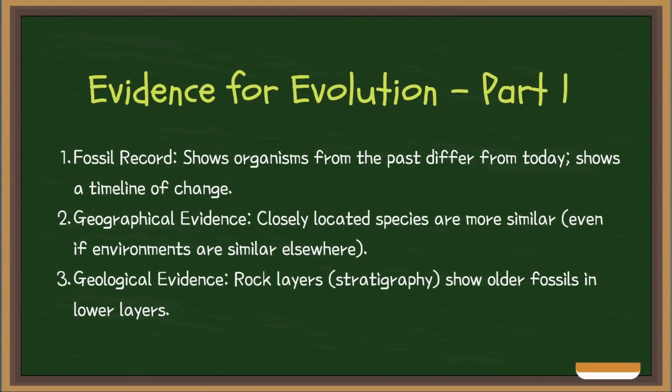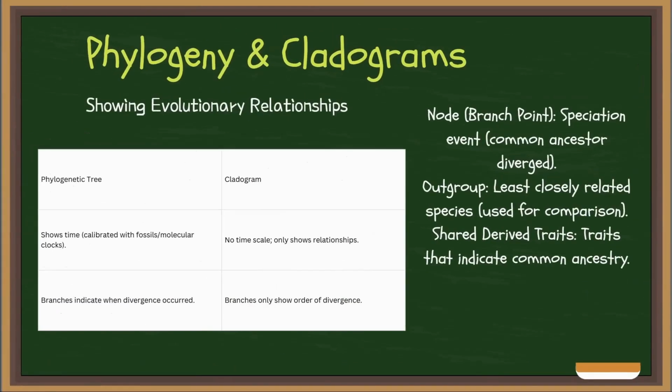Here's evidence for evolution. First, we have the fossil record. It shows organisms from the past differ from today. It shows the timeline of change. Second is geographical evidence. Closely located species are more similar, even if environments are similar elsewhere. Third, geological evidence. Rock layers show older fossils in lower layers.